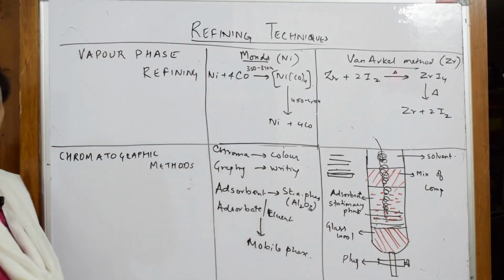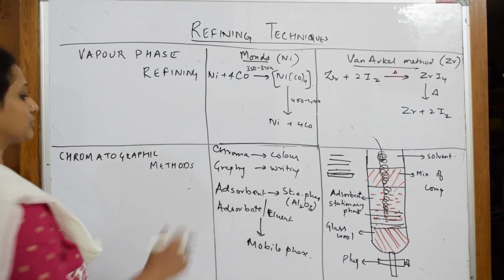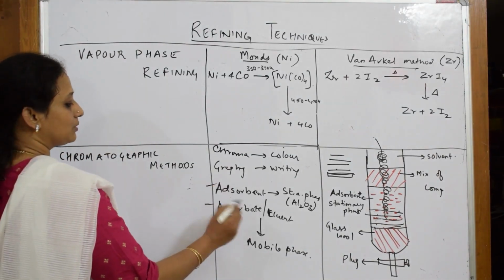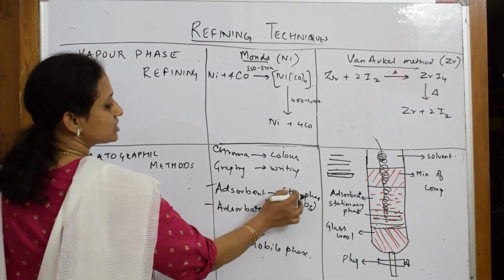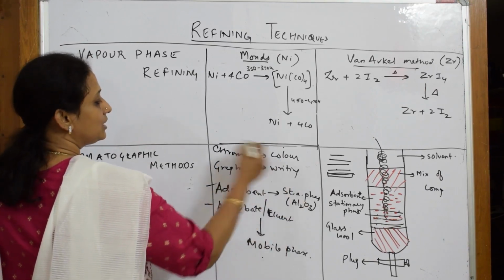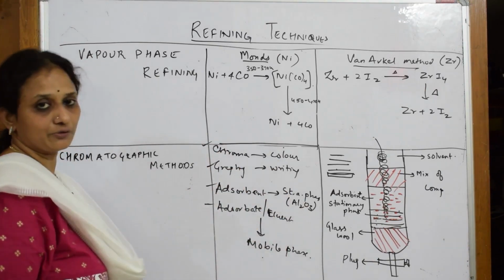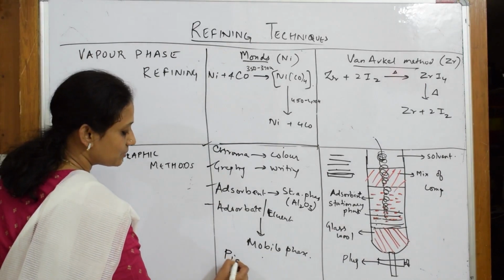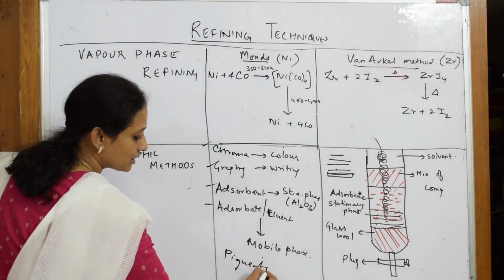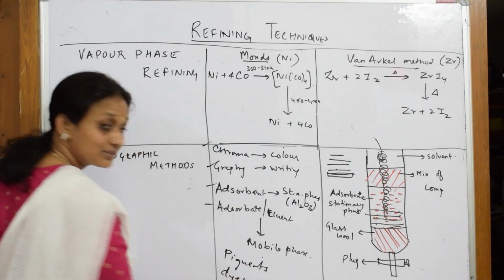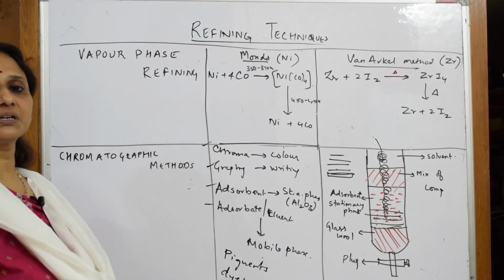So this is your basic, very simple thing. Only thing you have to remember is the adsorbent. This is your mobile phase, this is your stationary phase, and you are going to write this part and finish. You can also write that pigments can be separated from this, dyes can be separated from this, and metals can be separated from this.